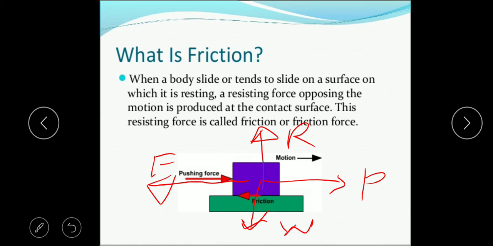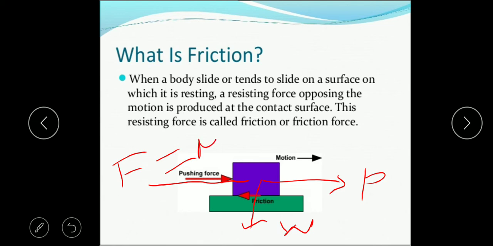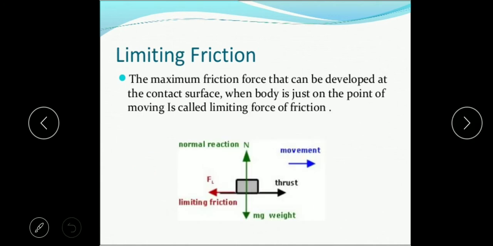Now another thing: F means friction, and the formula for friction is F equals mu into R. Here R is the normal reaction force and mu is the coefficient of friction. Always remember, mu is the coefficient of friction, and F is the friction. Clear? Okay, come to the next window, limiting friction.